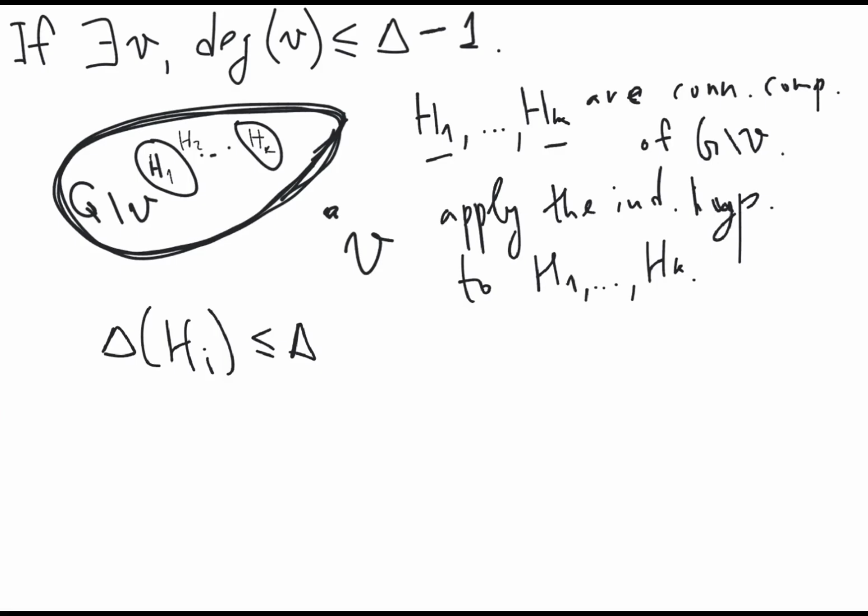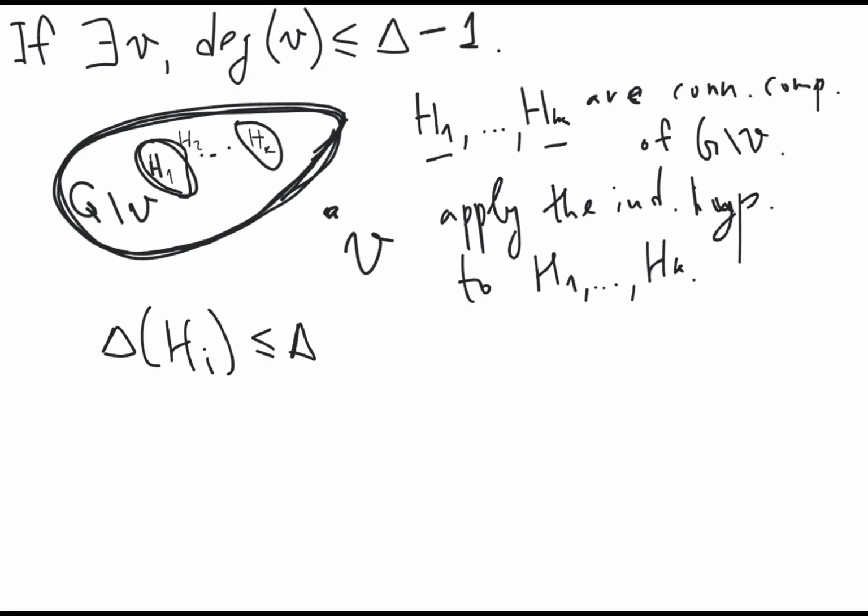So now we also don't know if these connected components are complete. Some of them might be complete graphs or odd cycles. So we don't know if they're complete graphs or not, so we need to consider both cases.